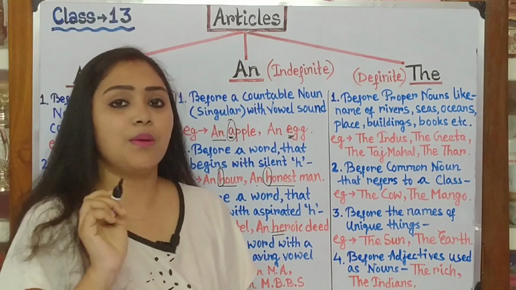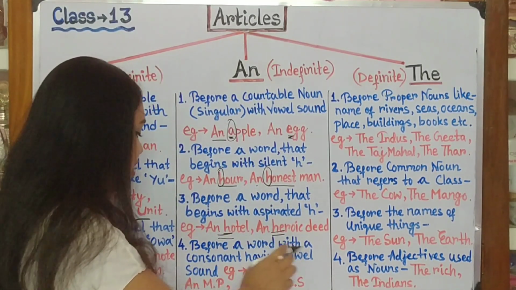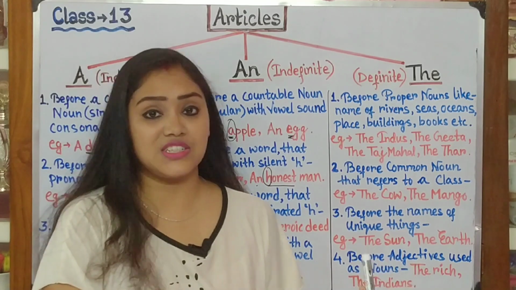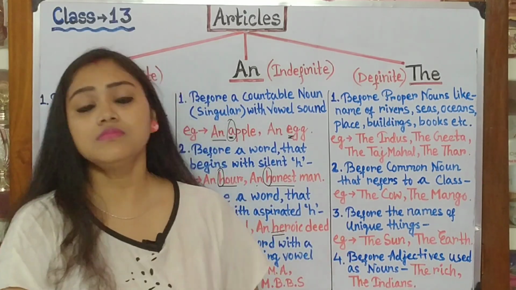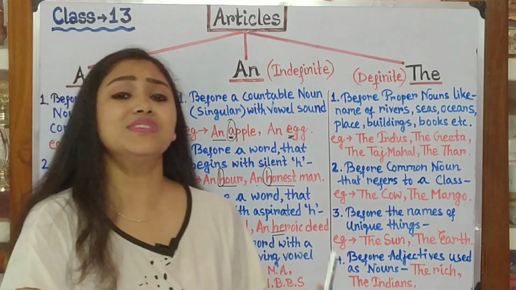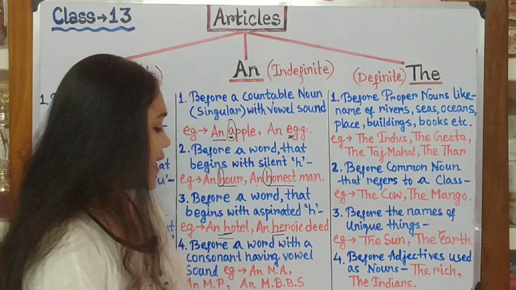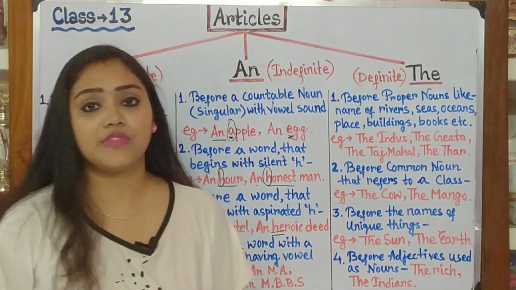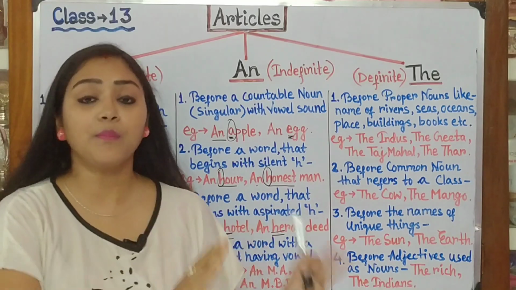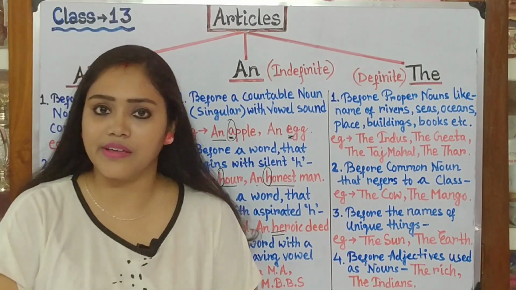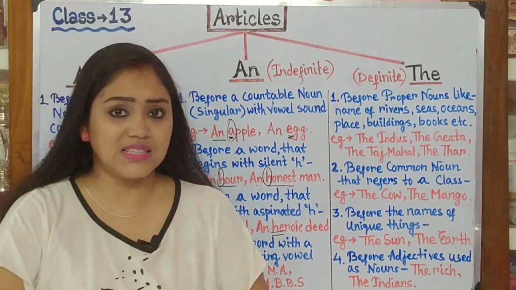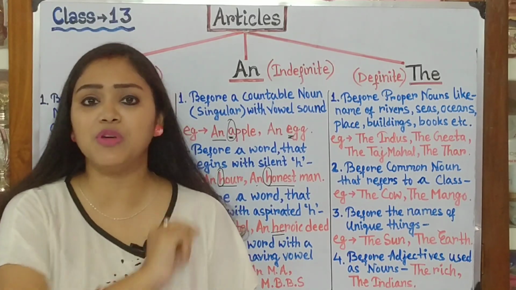Clear? Next, number 4. Before a word with a consonant having vowel sound. So maybe the word has the first letter which is a consonant, but it is being pronounced like a vowel. There also we use an before it. For example, you can see an MA. So MA is a degree, right? MA, MBBS, MD. So all these are degrees, right? M full stop A. So you will say M is a consonant. So why should I not use a before it?